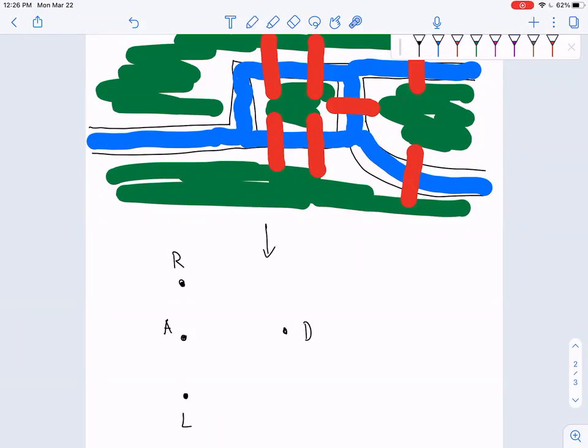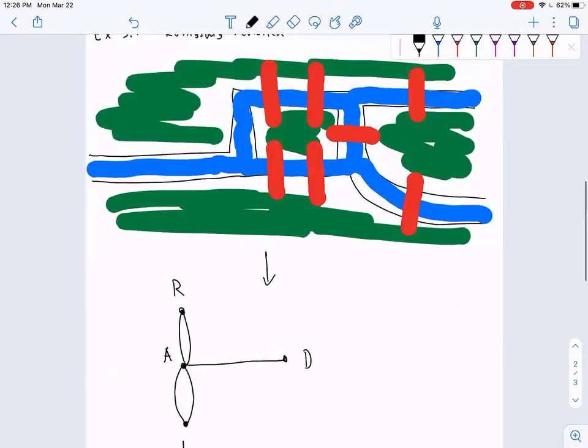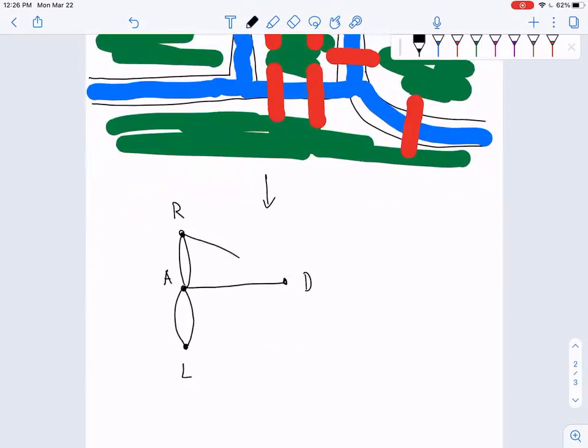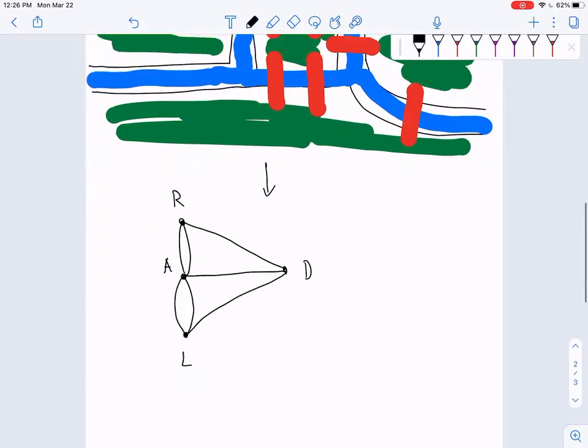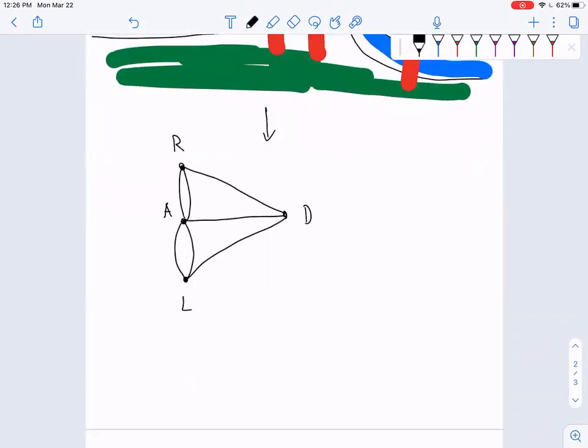And there are two bridges going from R up here to A, the island. So let's draw them. One bridge, two bridges. Two bridges from A down to L. Then there's one bridge from A over to D. And there's also a bridge from R to D and from L to D. So we get this graph. Okay, so this is our new Königsberg graph.